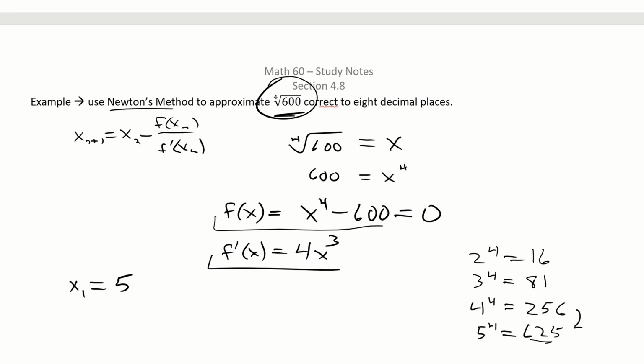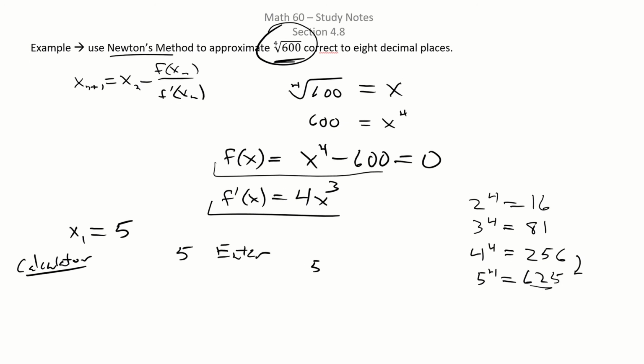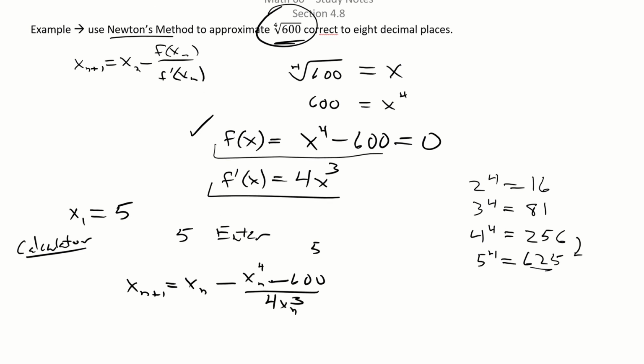Okay? So all right, let's do this thing. Here's how I do it on a calculator. What I do is I just go 5 and then I hit enter. And of course the screen says 5. But now here comes our formula. For us, it's going to be x n plus 1 is equal to x n minus f of x n over f prime of x n. For us, that means x n to the fourth minus 600, and downstairs is going to be 4 x n to the third. So that's the formula for finding these guys.